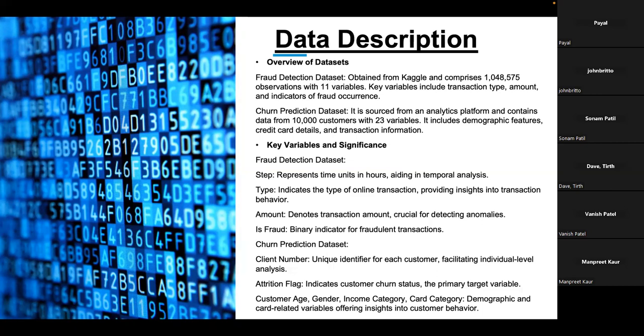For instance, in the fraud detection dataset, the step variable represents time in hours, which is crucial for temporal analysis, while type and amount give us insight into the nature of the transactions and help us spot anomalies, respectively. In the churn prediction dataset, variables like client number and attrition flag are key to individual analysis and identifying churn trends. This data forms the foundation of our predictive models, allowing us to derive insights that not only detect fraud but also preemptively address customer retention challenges. Over to you, Sonam.